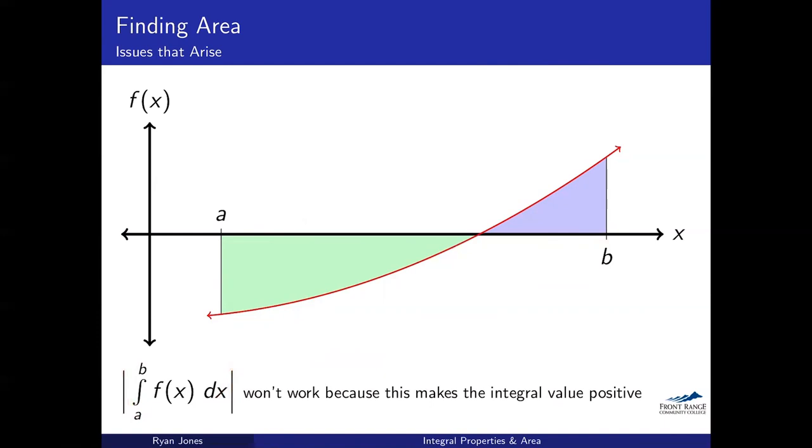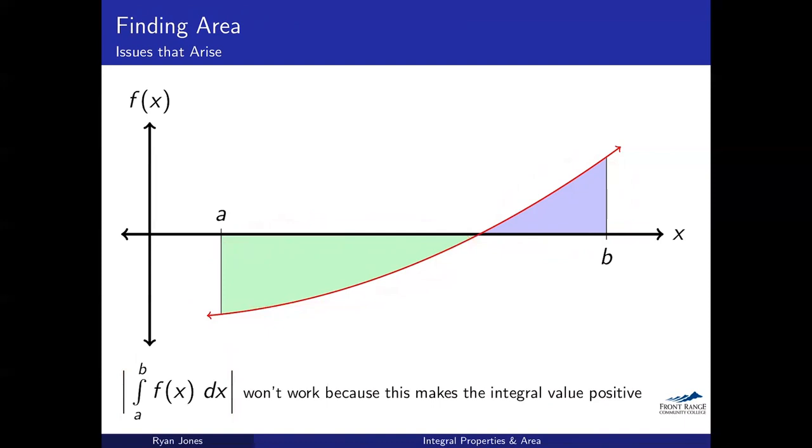Well, that doesn't quite work either. And the reason is because that doesn't actually treat this region and this region differently. And obviously these are very different regions. One's positive, one's negative. But just absolute valuing the whole integral itself, that doesn't quite work, because that's just me taking the integral, getting an answer, and then just taking the magnitude of that answer. That doesn't actually treat this green region as anything different.